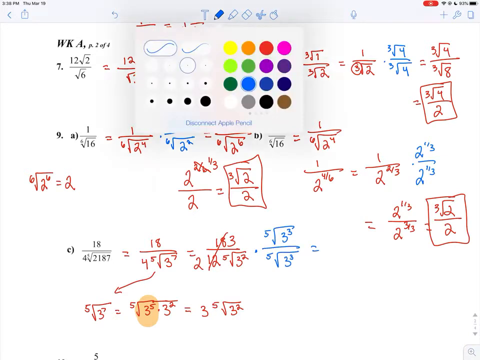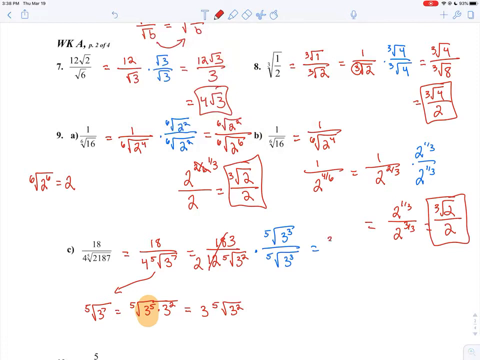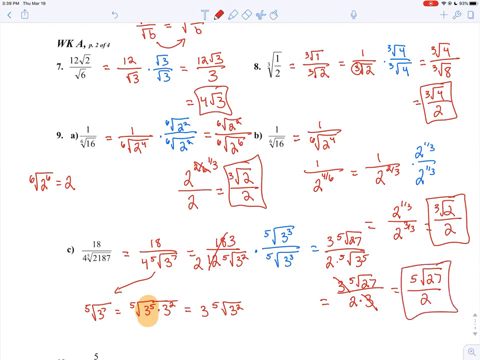When we simplify that out, we've got 3 times the 5th root of 27 all over 2 times the 5th root of 3 to the 5th. Taking this one step further, we have 3 times the 5th root of 27 still up top, and that's all over 2 times 3. Our 3's can cross out, and this simplifies all the way down to the 5th root of 27 over 2. That would be our simplest form.